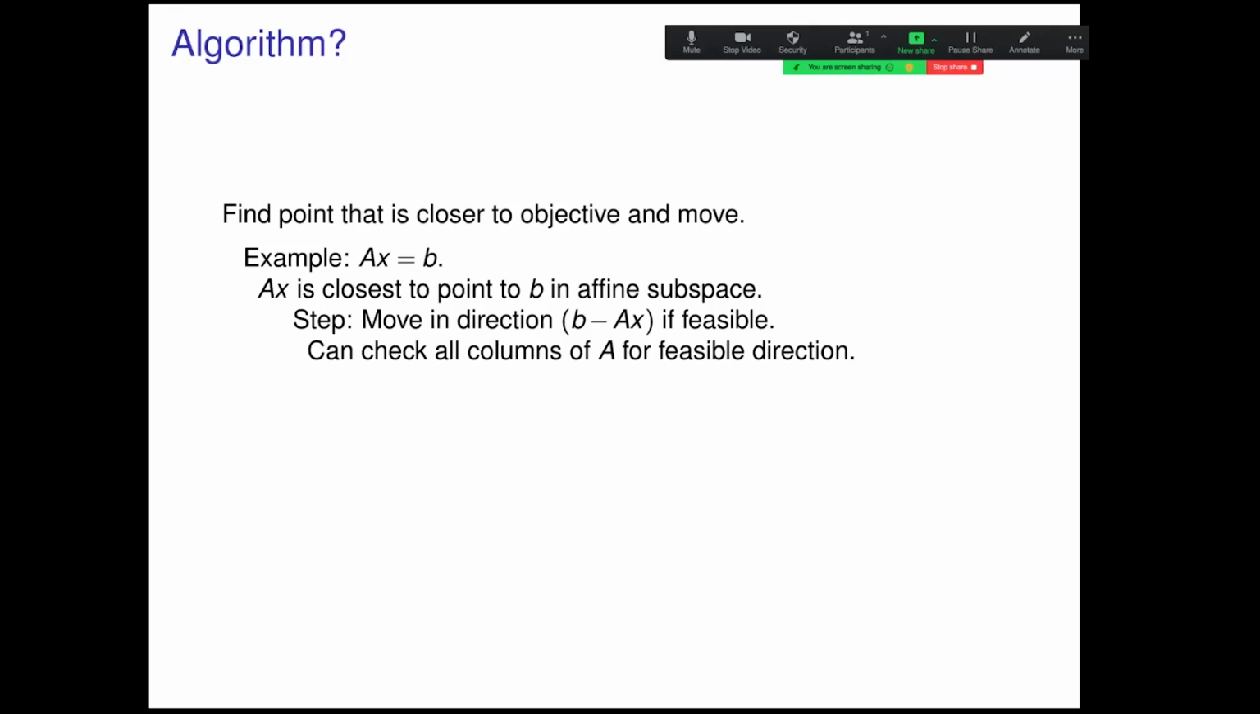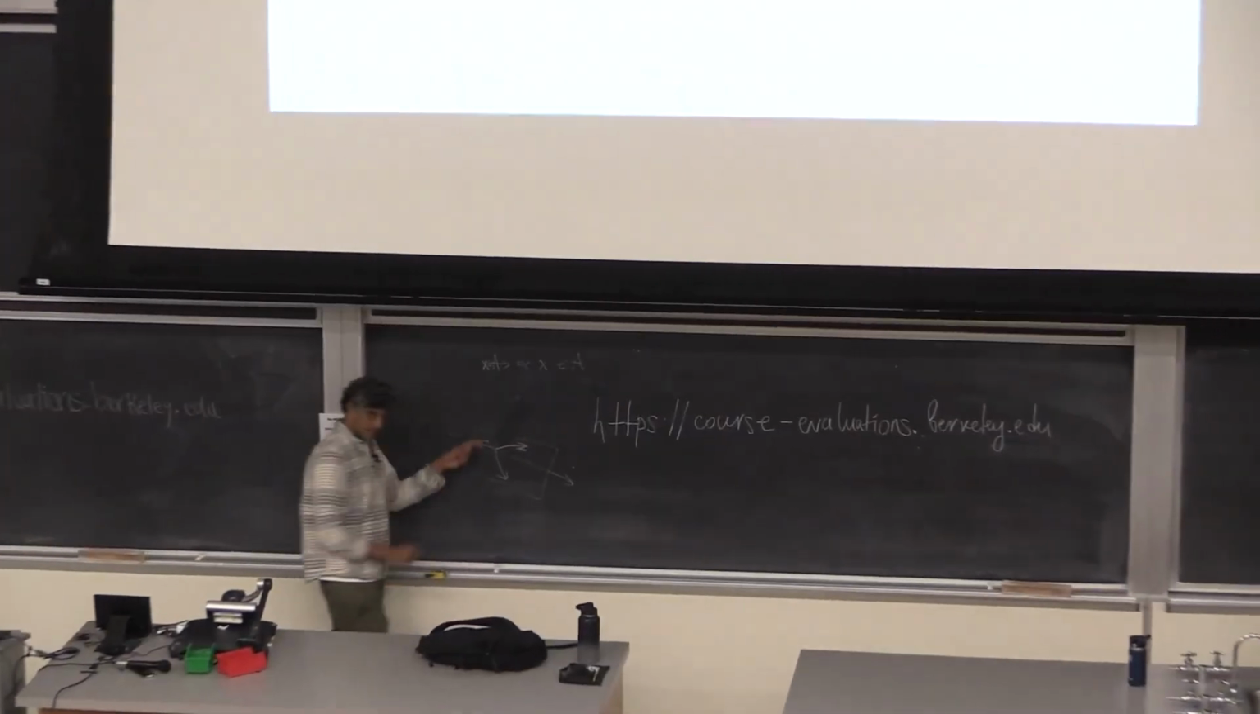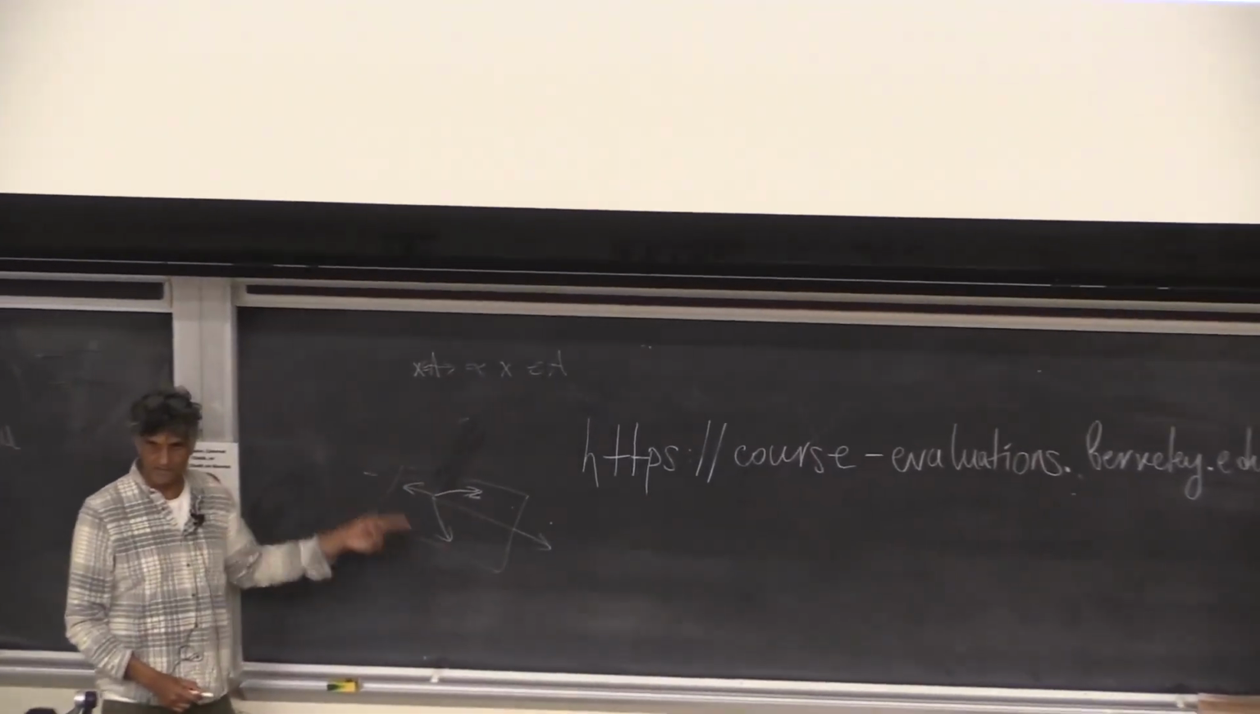Is that clear? So this is an algorithm. Already I gave you an algorithm, which is just: move closer to where you want to go. You can't get out of this subspace, and the subspace happens to be the columns of A. The columns of A tell you how to move inside of your subspace.